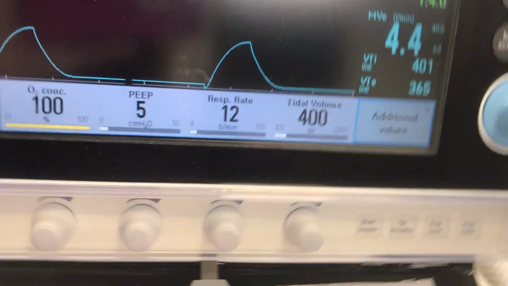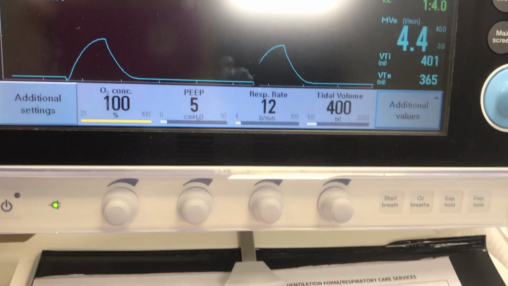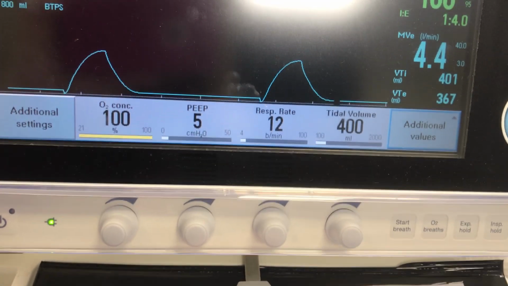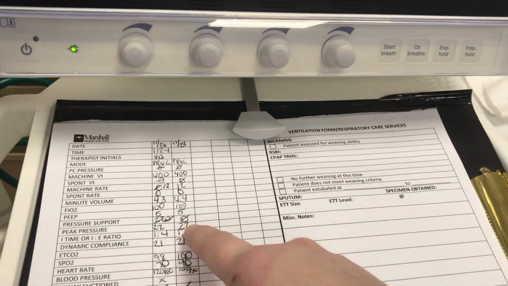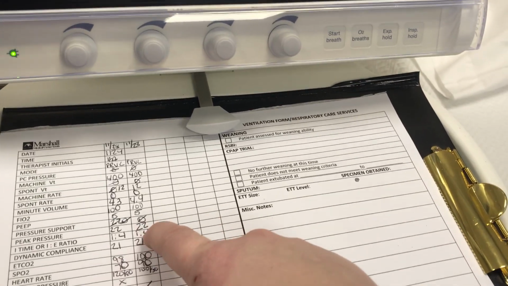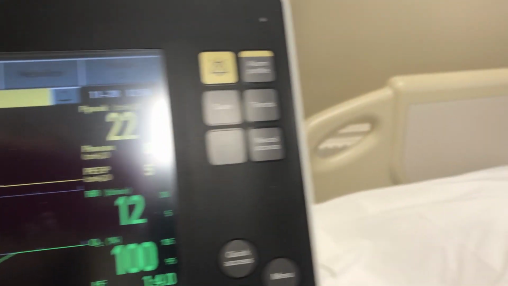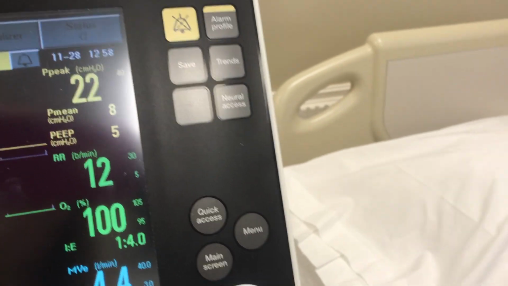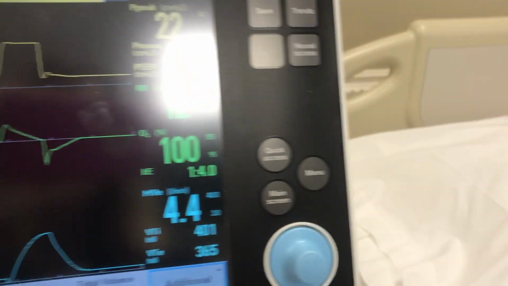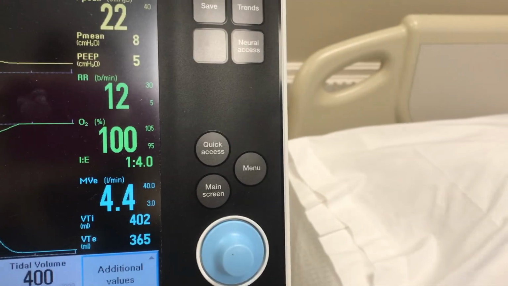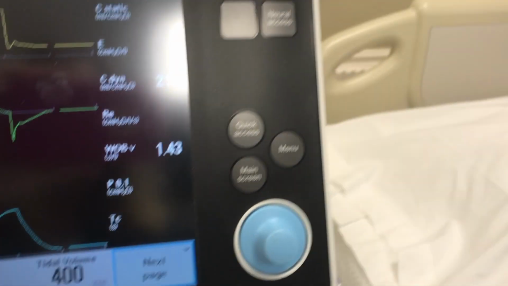It's the 4.4. My FiO2 and PEEP are right next to each other. I don't have a pressure support because I'm not in one of those modes. My peak pressure is the yellow big number. I'd write that down. My IE ratio is also down there. It's 1:4. Dynamic compliance is also figured out on here, and it's 21.